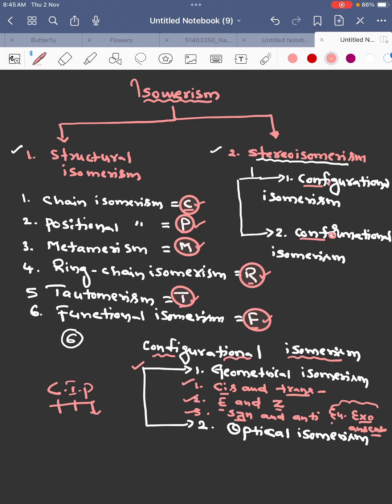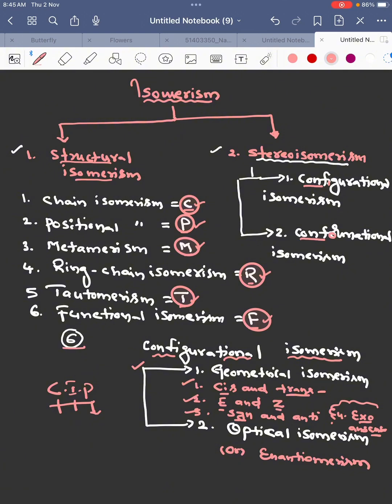Then optical isomerism is also known as enantiomerism. So this is the complete information about isomerism. Isomerism is broadly classified into two types: structural isomerism and stereoisomerism. Under structural isomerism, there are six types of structural isomers.